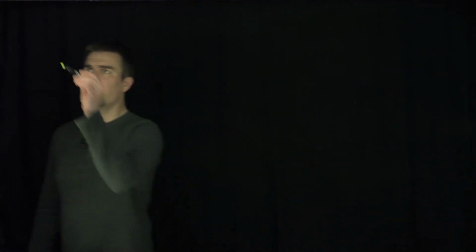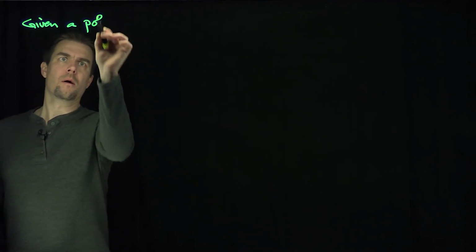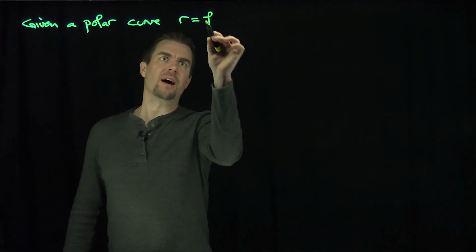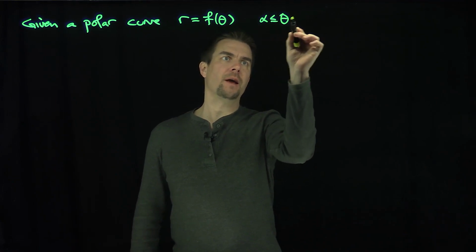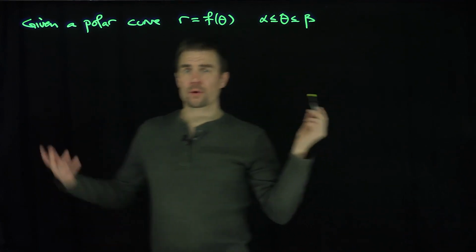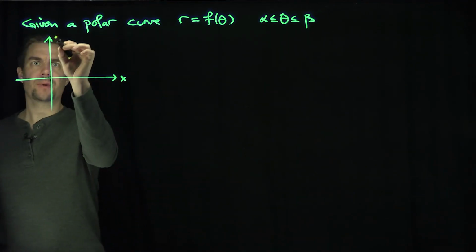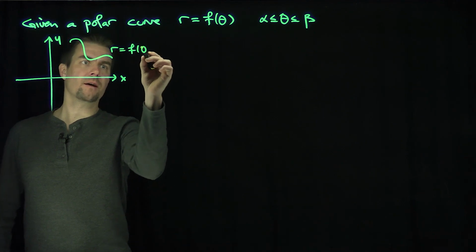Hello students, in this video we'll discuss arc length and area for polar curves. So given a polar curve, r equals f of theta, for theta between alpha and beta, that's a polar curve, right? So in other words, we can plot this in the xy space, and we'll get some sort of curve like this. That's r equals f of theta.